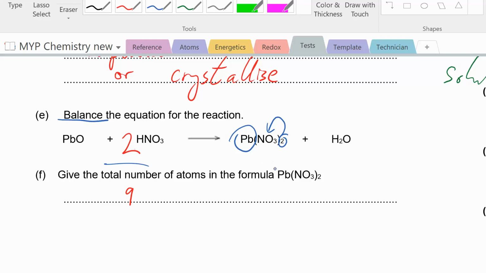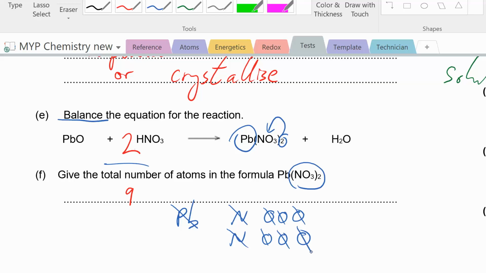Give the total number of atoms in the formula Pb(NO3)2. So this is Pb, and then we've got a nitrogen, we've got 3 oxygens, but we've got 2 lots of this, so we have this. And so we've got 1, 2, 3, 4, 5, 6, 7, 8, 9, and 9 is the correct answer.